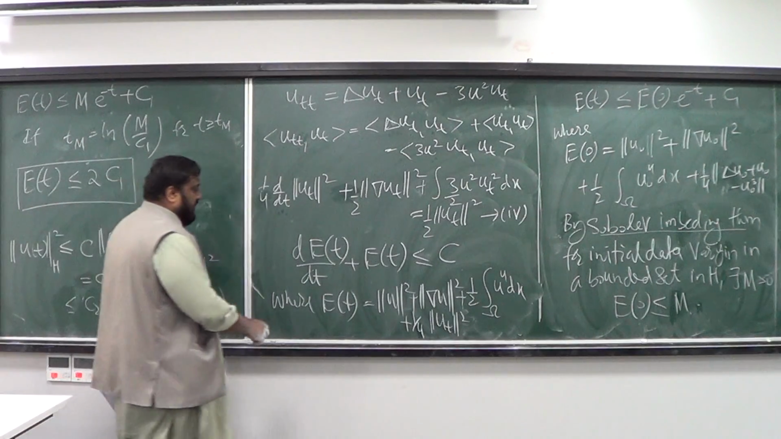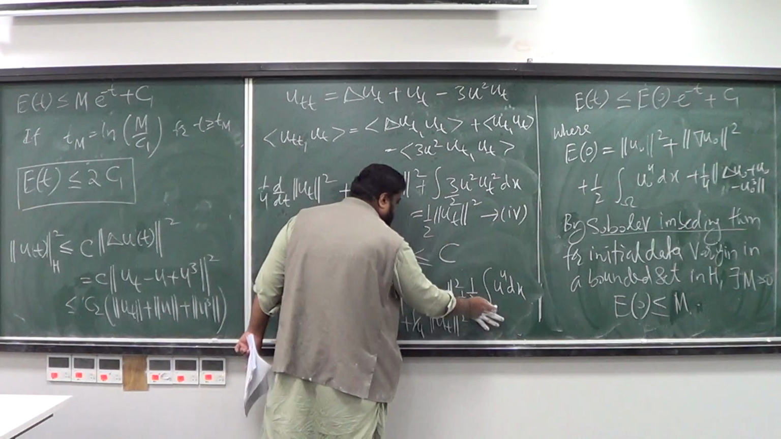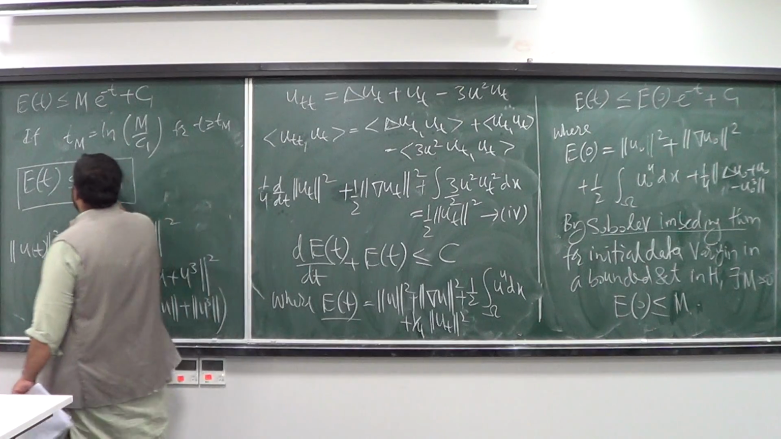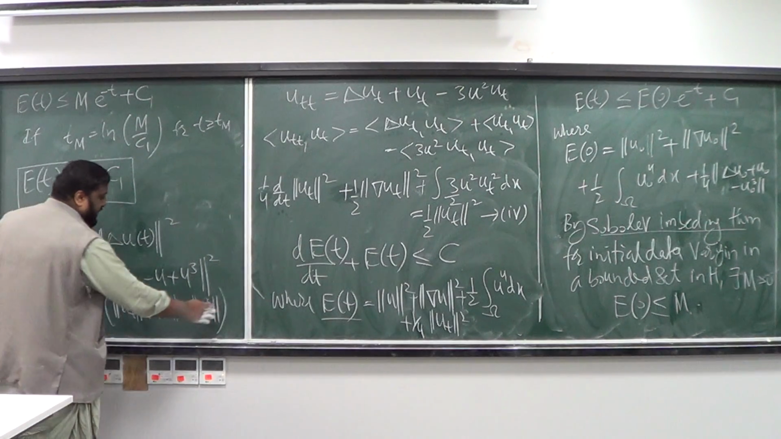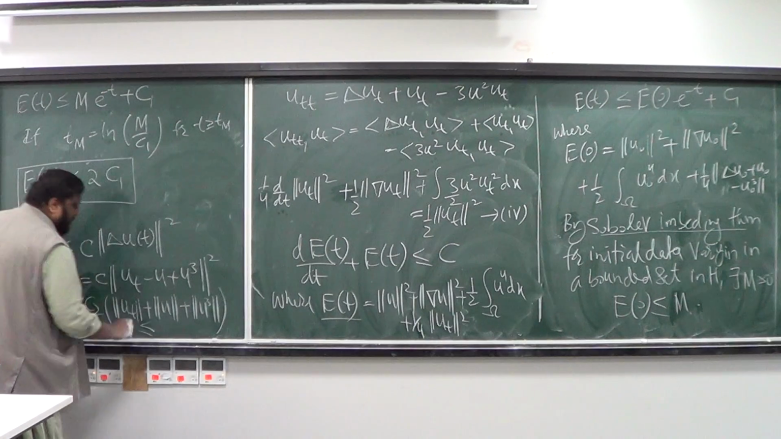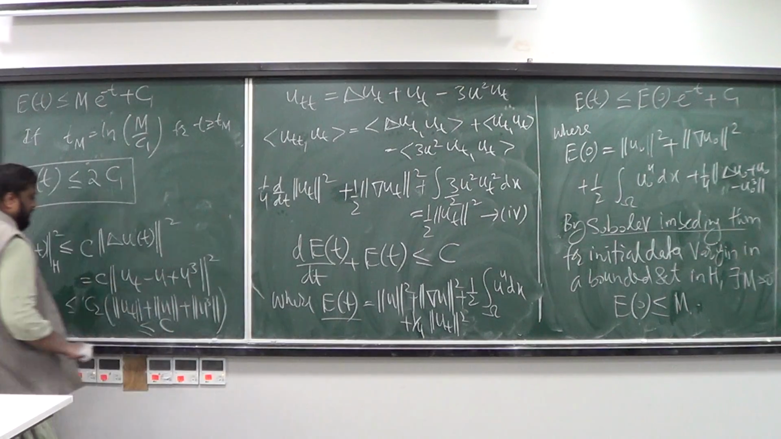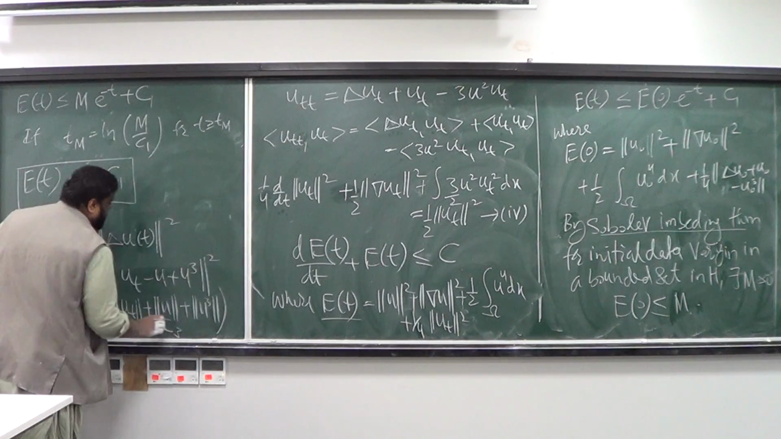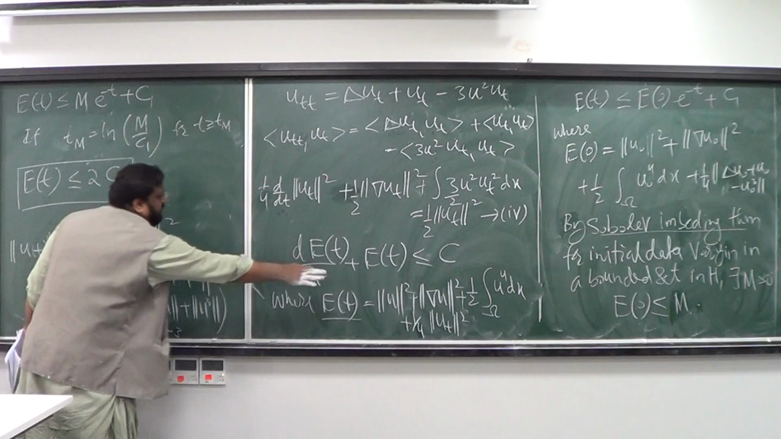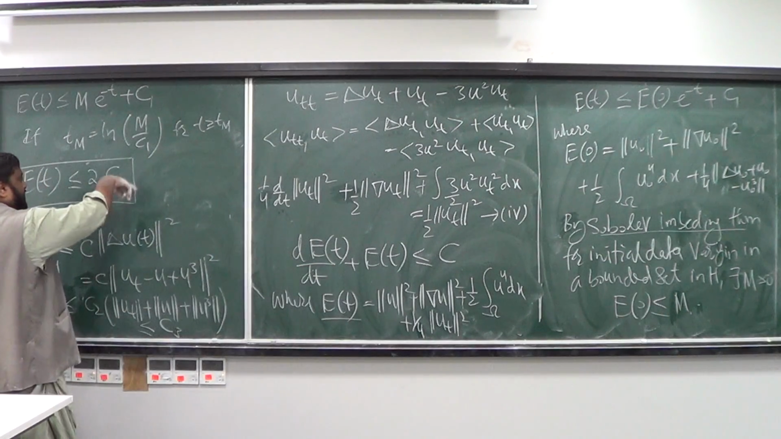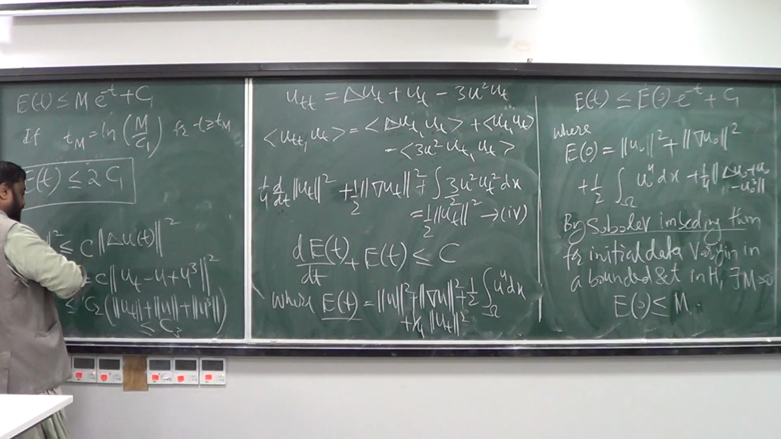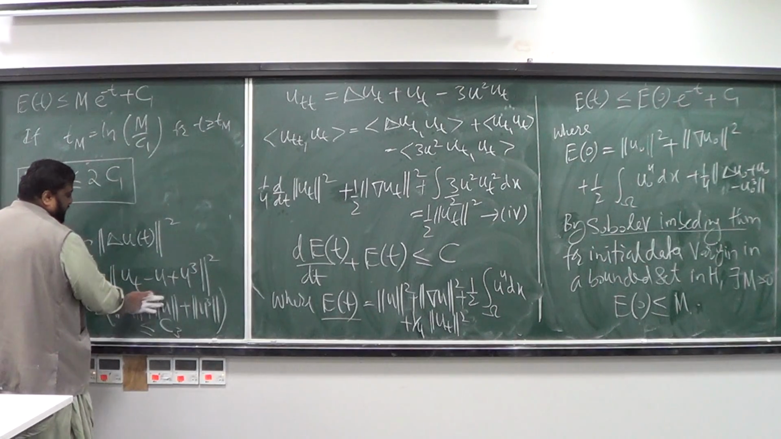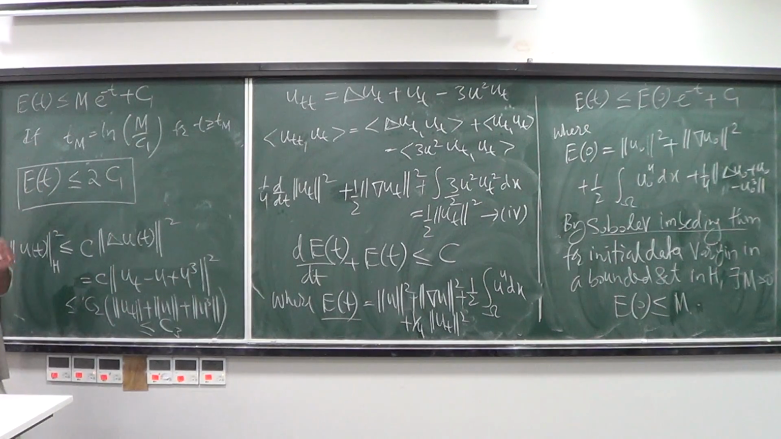And since this energy, which contains these terms, is less than or equal to this constant, this entire thing is less than or equal to a constant, let's call it C3. Since E(t), which is this expression, is less than or equal to some constant C1, this thing is going to be less than or equal to some constant C3, which depends on C1 and this C2.